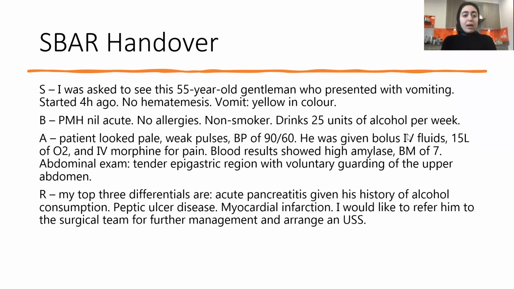So with my S-bar handover, the situation is that I was asked to see this 55-year-old gentleman who presented with nausea and vomiting and abdominal pain that started 4 hours ago. There was no hematemesis. That's really important to say because it will rule out many differential diagnoses. And the content of the vomit was yellow in color. Past medical history was nil acute. The patient had no allergies. He's a non-smoker and drinks 25 units of alcohol per week. So this will be station information. Don't worry about that.